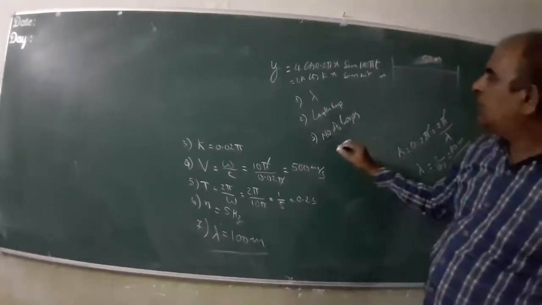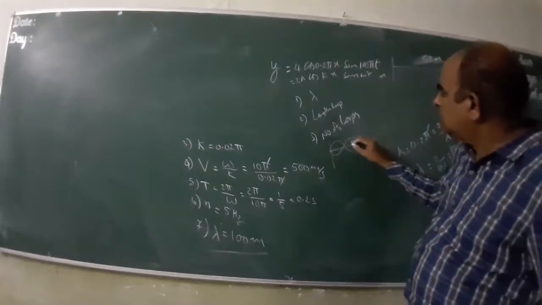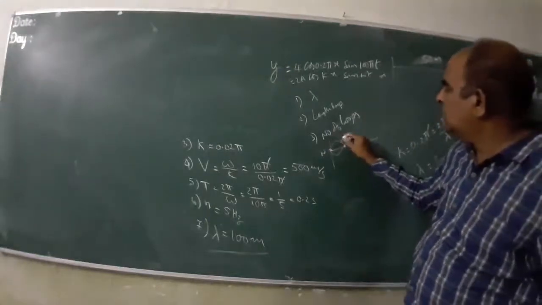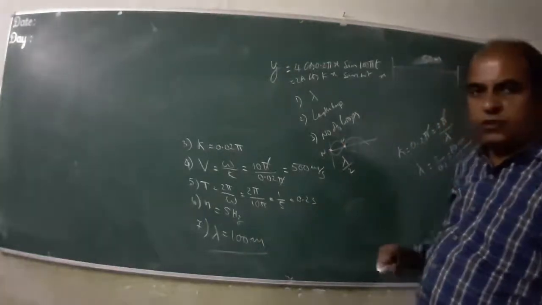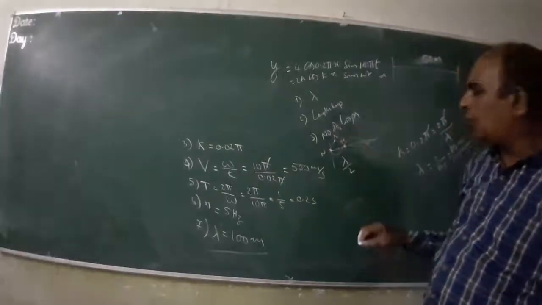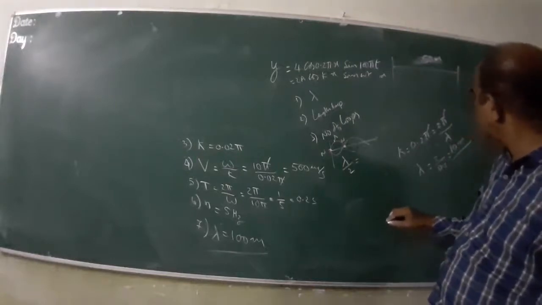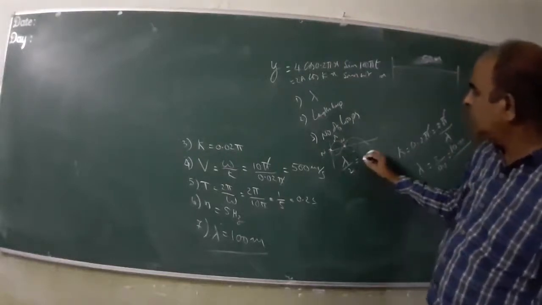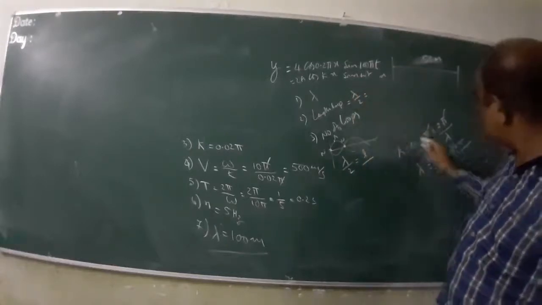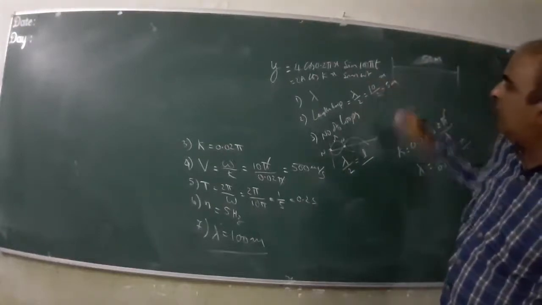Therefore, when a stationary wave is formed, the distance between two nodes is lambda by 2. Distance between node and antinode is lambda by 4. Lambda by 2 is equal to the length of the loop. Length of the loop is equal to lambda by 2. Lambda we got as 10, 10 by 2, so that is 5 meters.